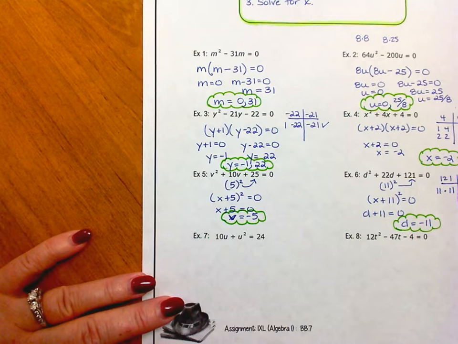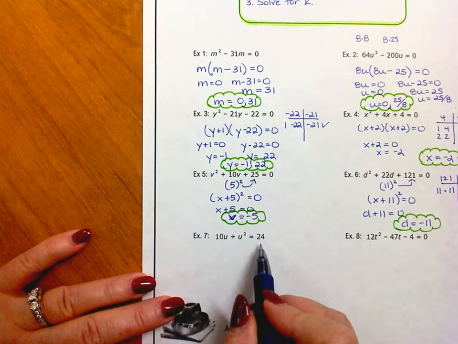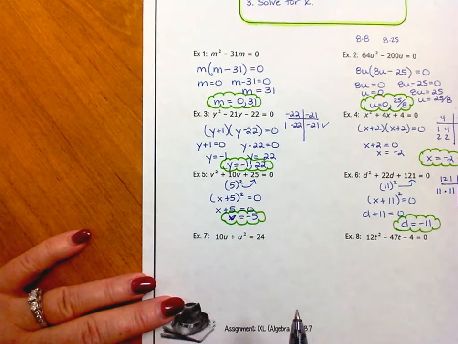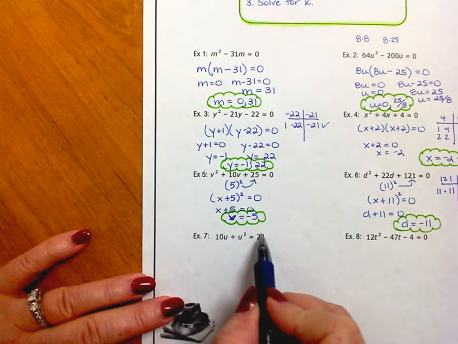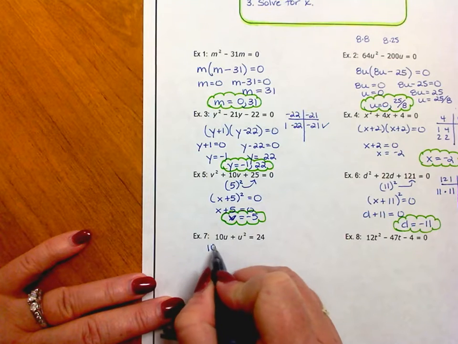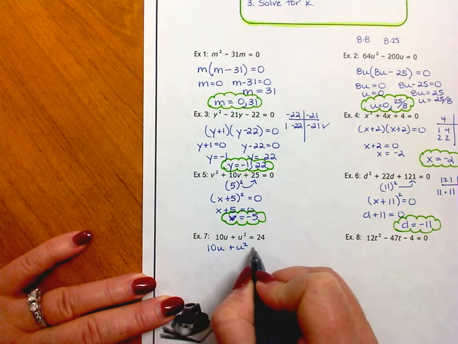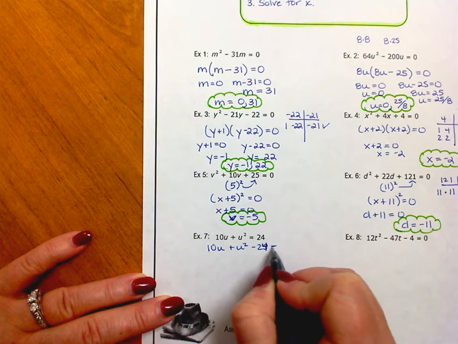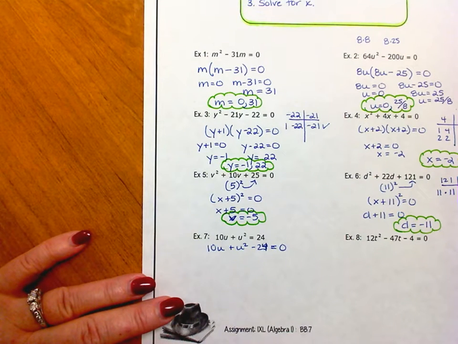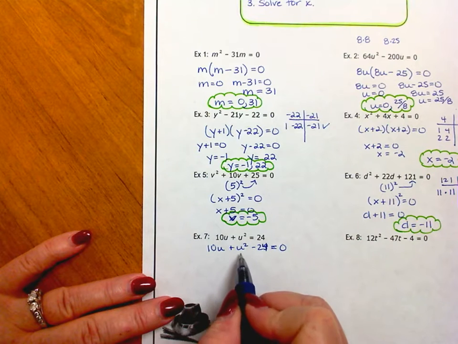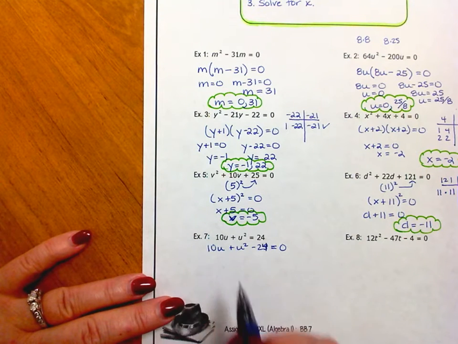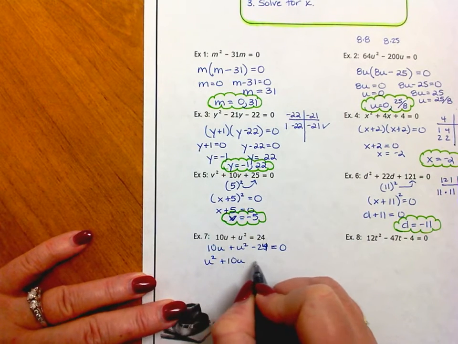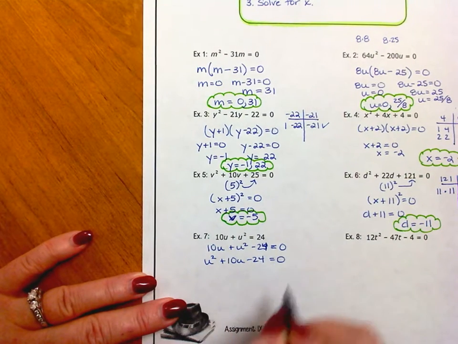Okay, now this one looks a little funny because, first of all, unlike the other 6 before it, it's not set equal to 0. To be in standard form for solving, we need to move this over. So we're going to say 10u plus u squared minus 24 equals 0. Okay, still looks a little funny, partly because the first term is in the middle. So let's switch these around too. Okay, u squared plus 10u minus 24 is equal to 0.